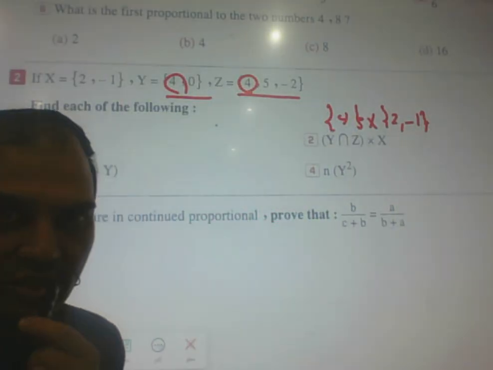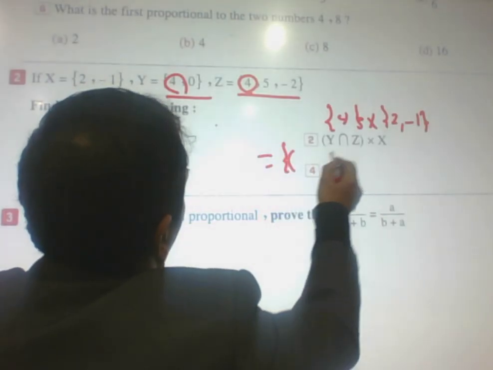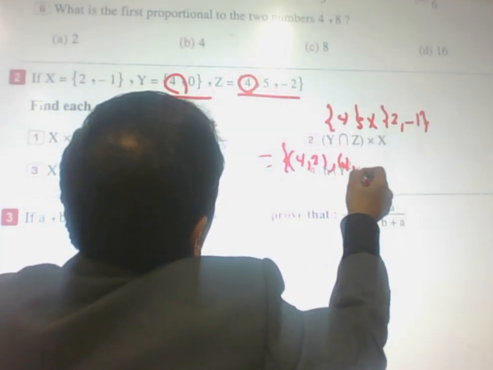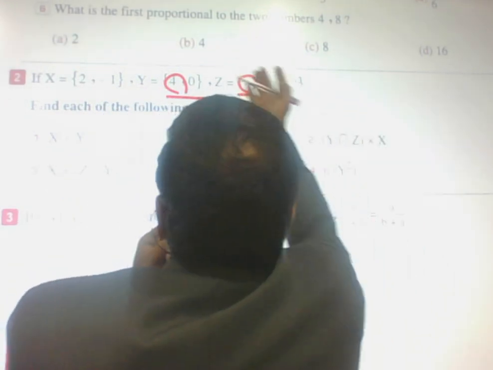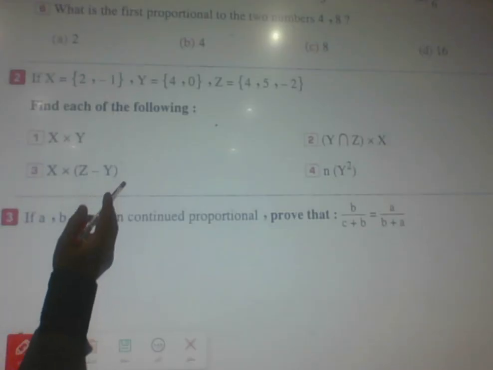Okay, I will find the answer for the Cartesian product between two sets. I will use the distributive property. The ordered pairs are (4, 1) and (4, 2); the first is (4, 1), and the second is (4, -1), okay? Next question: what about x Cartesian product z difference y?